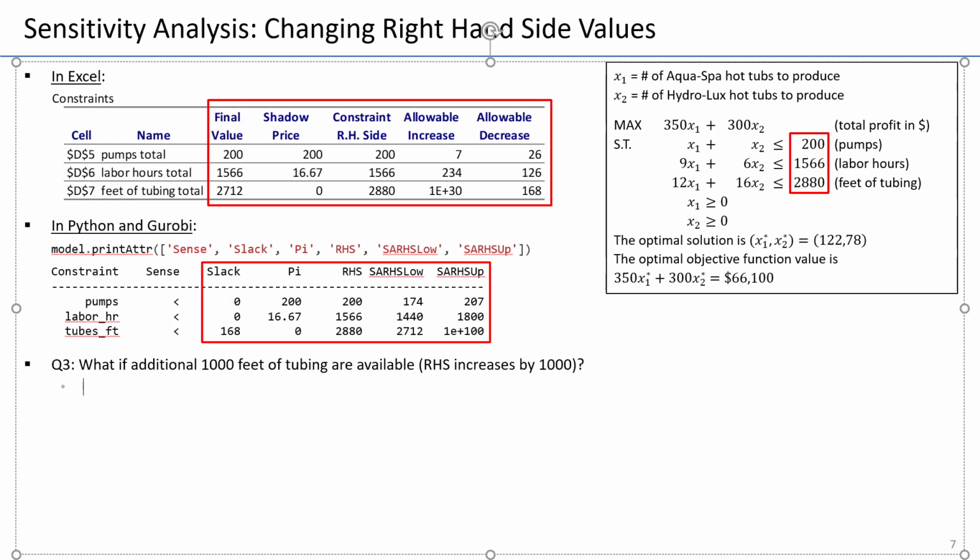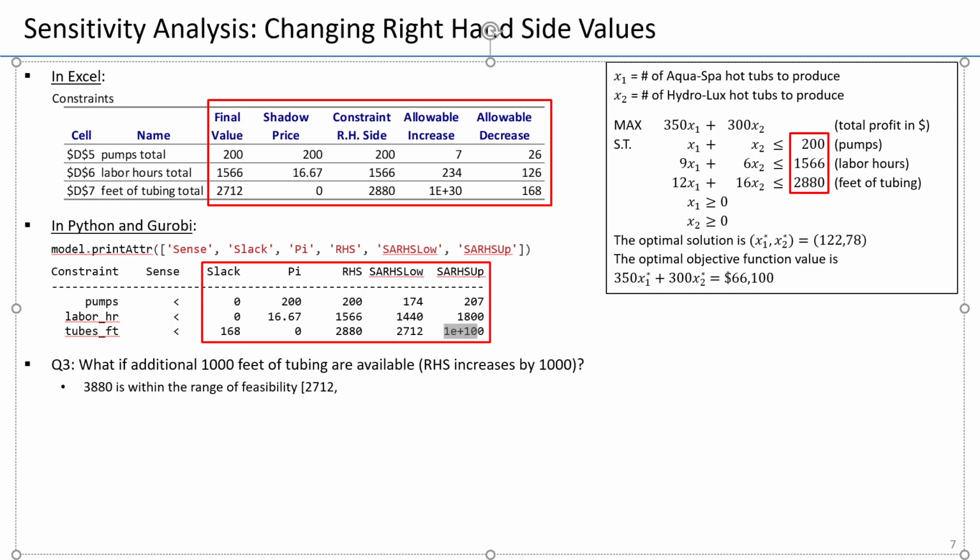So instead of 2,800, we will now have 3,880 feet of tubing. And so, again, as before, we can say this is within the range of feasibility. But what is this range of feasibility? Well, a range of feasibility is from this to this. So the lower limit is 2,712, but what is the upper limit?